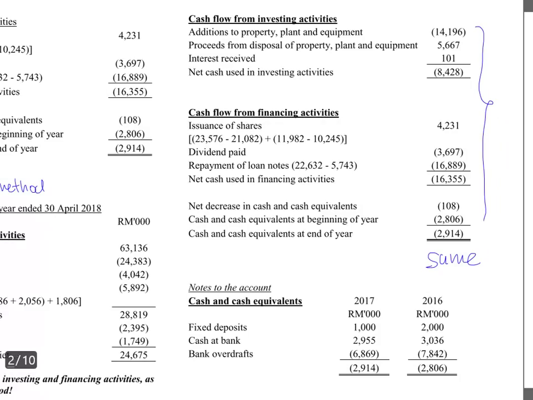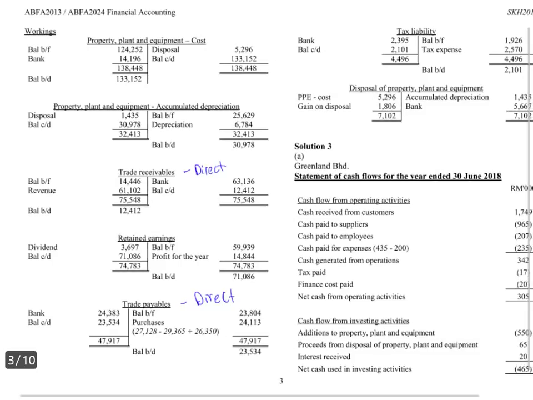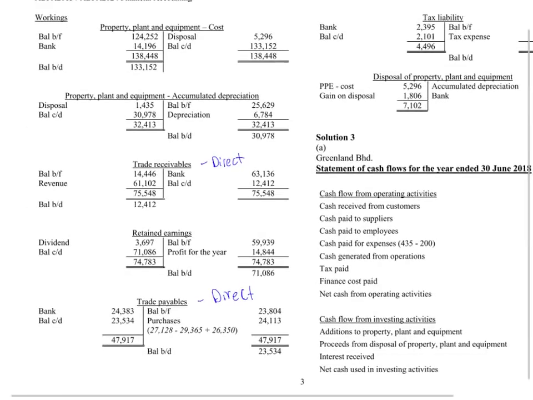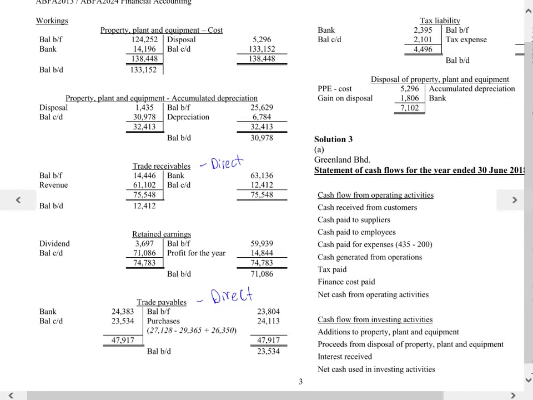Continue. This is the working. So we have a receivable and payable working. Just now we did not open it because we were doing the indirect method. Only for the direct method do we have to open receivable and payable.